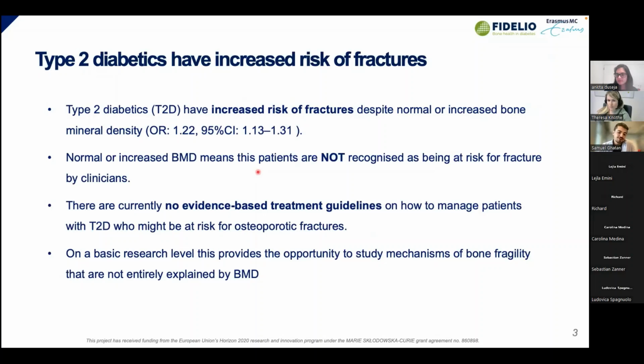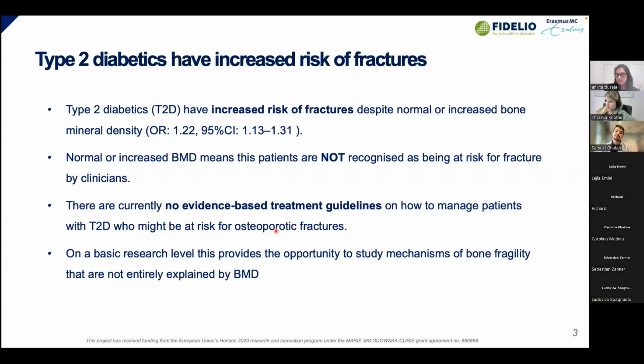So Ankita just brilliantly gave us an explanation of everything, so I don't have to go through much. But what I will say is there's a need for more research, because currently there's no evidence-based treatment guidelines on how to manage patients with type 2 diabetes who might be at risk for fractures. Is it better to give them anti-resorptive drugs or anabolic bone-forming drugs? This is unclear. We have ad hoc analysis of randomized control trials, but obviously this is not ideal.